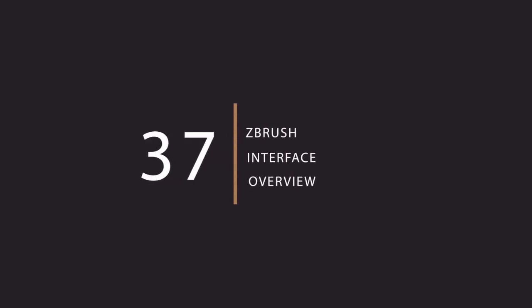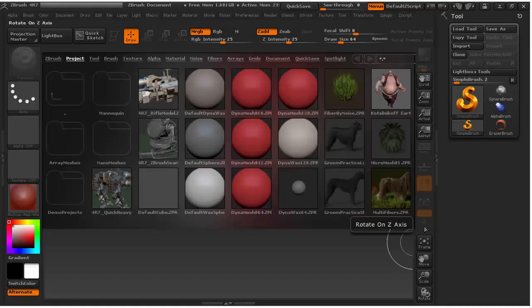Hello, welcome to this first video of this section, and in this video we are going to learn the ZBrush interface. So this is what you get when you start ZBrush for the first time. Let me first turn off this LightBox. These things you see here you can just turn off by clicking on the LightBox.